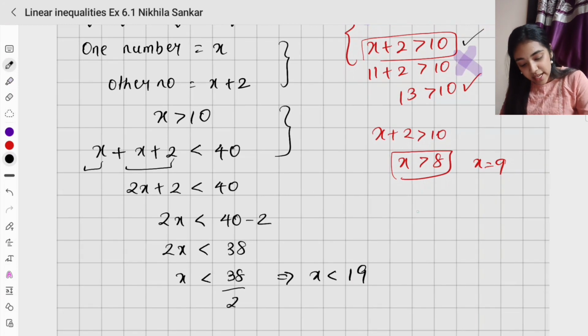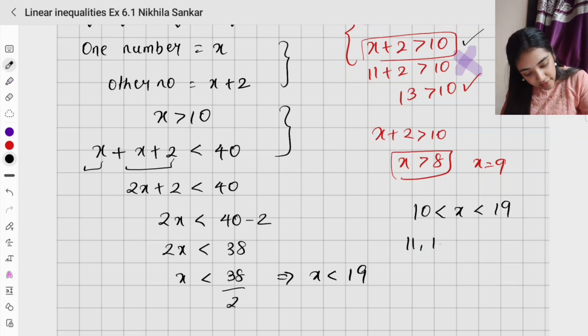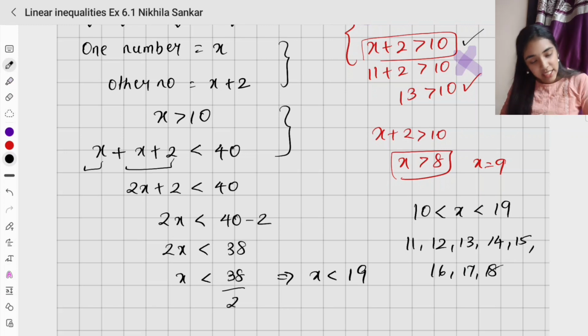So what is my range of x? x is going to be: 10 less than x less than 19. x will have a value between 10 and 19. So what are all my values of x? x is going to take the values 11, 12, 13, 14, 15, 16, 17, 18. It will not take 19.